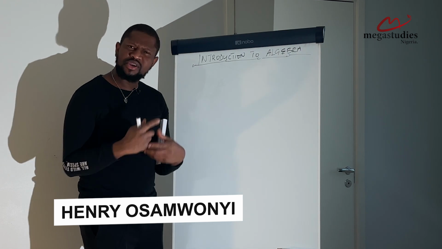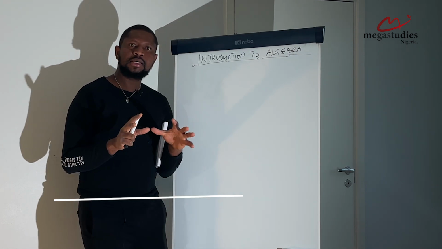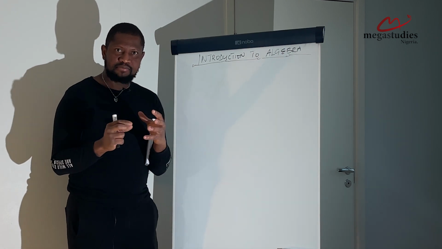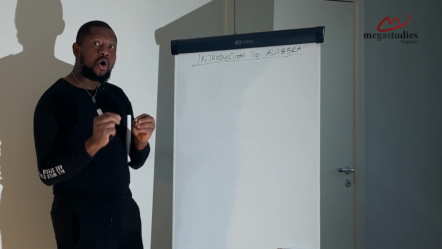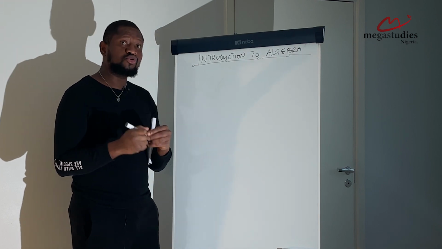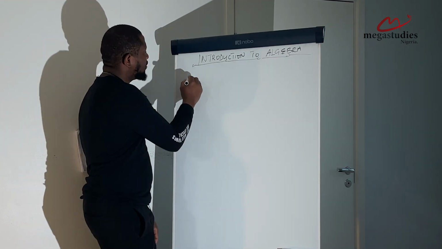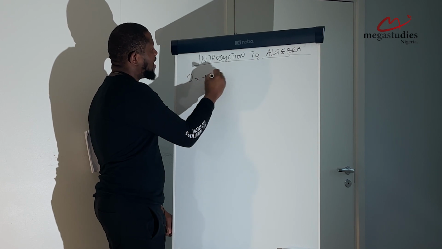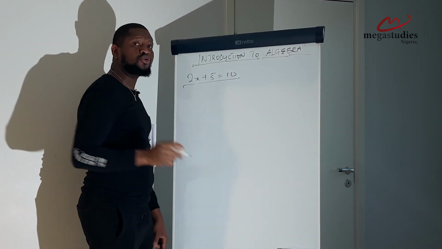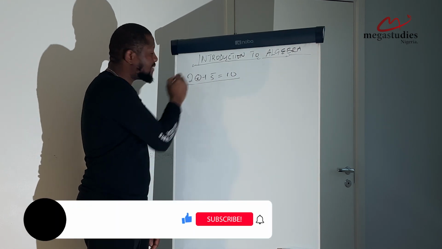Introduction to algebra. What is algebra? Algebra is a part of mathematics that is represented by letters or symbols in a formula or an equation. For example, you have something like this: 2x + 5 = 10. The main aim of this equation is for you to look for the value of x.